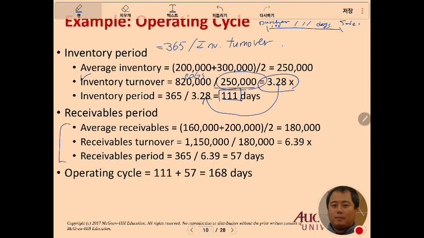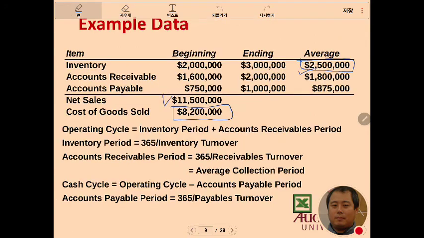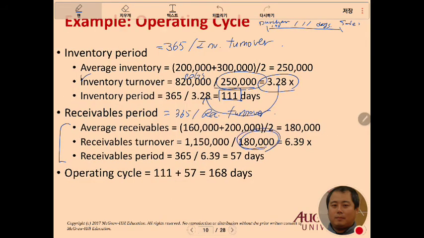Now calculate the receivable period. The receivable period is also 365 divided by receivable turnover, right? So receivable turnover is sales divided by average receivable. So sales is 11.5 million from the previous slide here, right? And then 1.8 million is the average receivable, so 6.39 times is the turnover, and 57 days is the receivable period. Now, from sales made to collect cash, this is 57 days. So the operating cycle is 111 days plus 57 days, 168 days is the operating cycle.